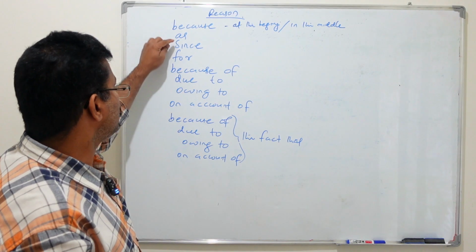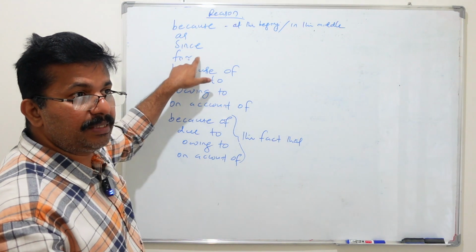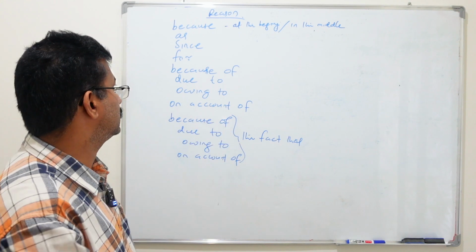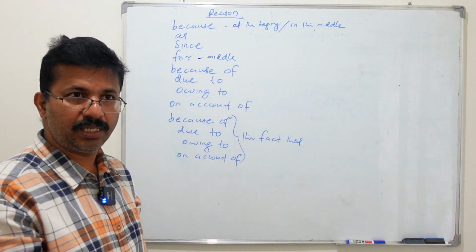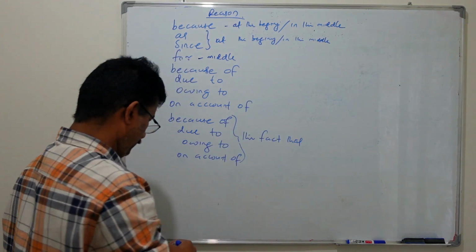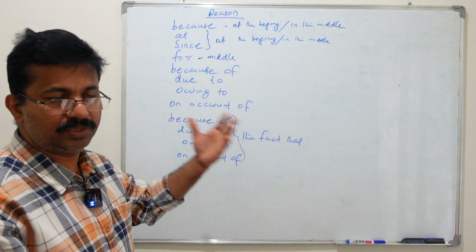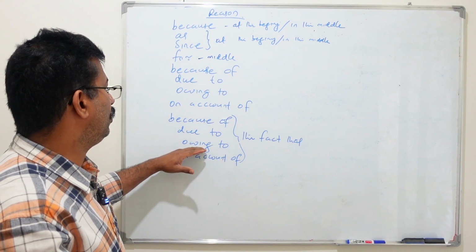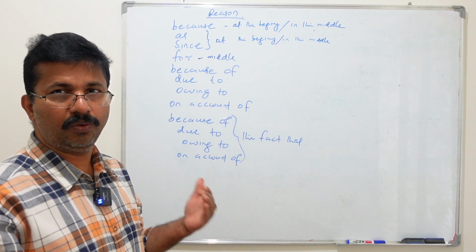As, since, for come in the middle of two sentences. For always comes in the middle. As and since can be used either at the beginning or in the middle, in both speaking and writing. Because of, due to, and owing to can be used either at the beginning or in the middle. Because of the fact that, due to the fact that, owing to the fact that, and on account of the fact that can also be used either at the beginning or in the middle.